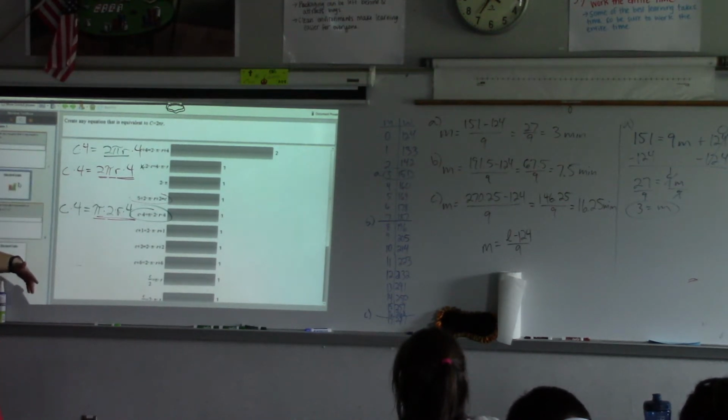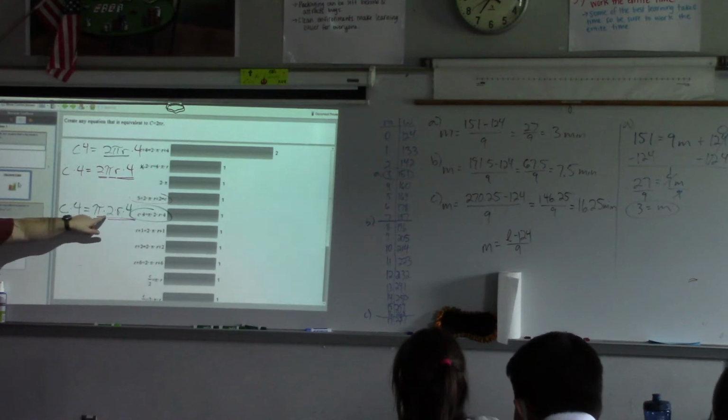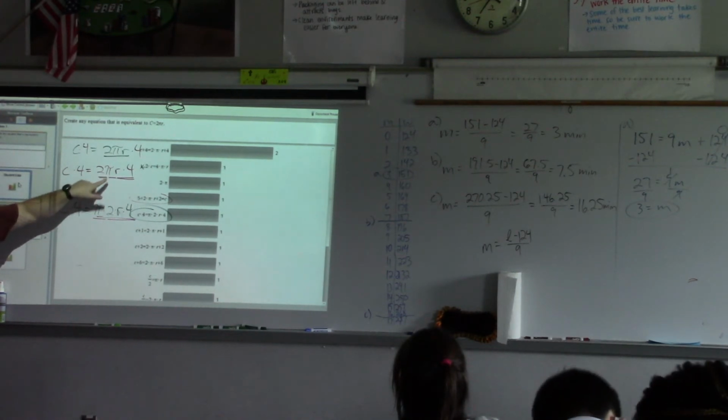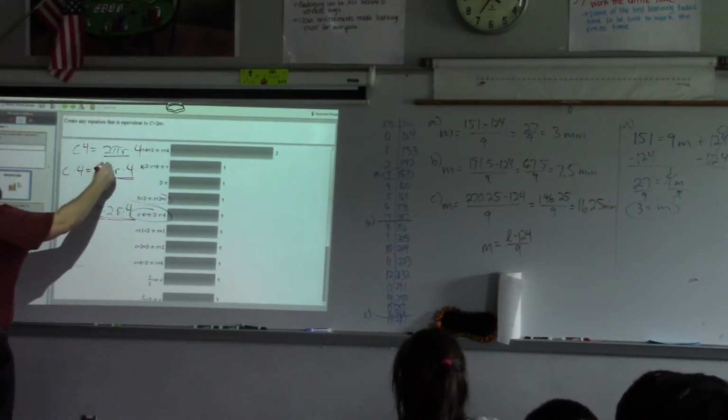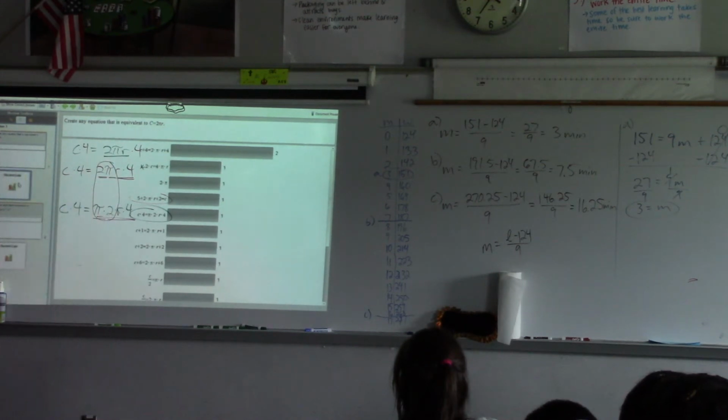The pi, 2 and r are still being multiplied, yes, but does anyone know what property we can use here to show they're still equivalent? See how the 2 and the pi moved? They switched places with each other? That is the commutative property, right?